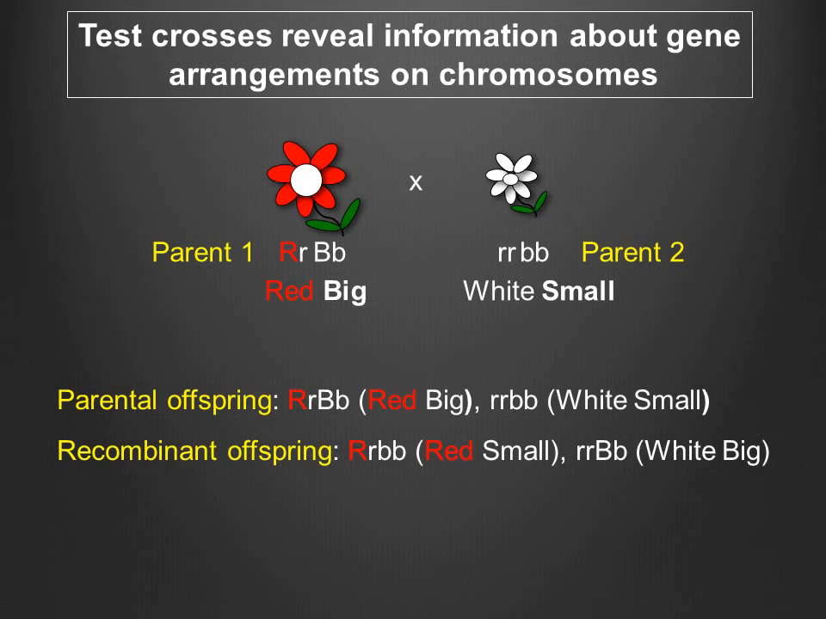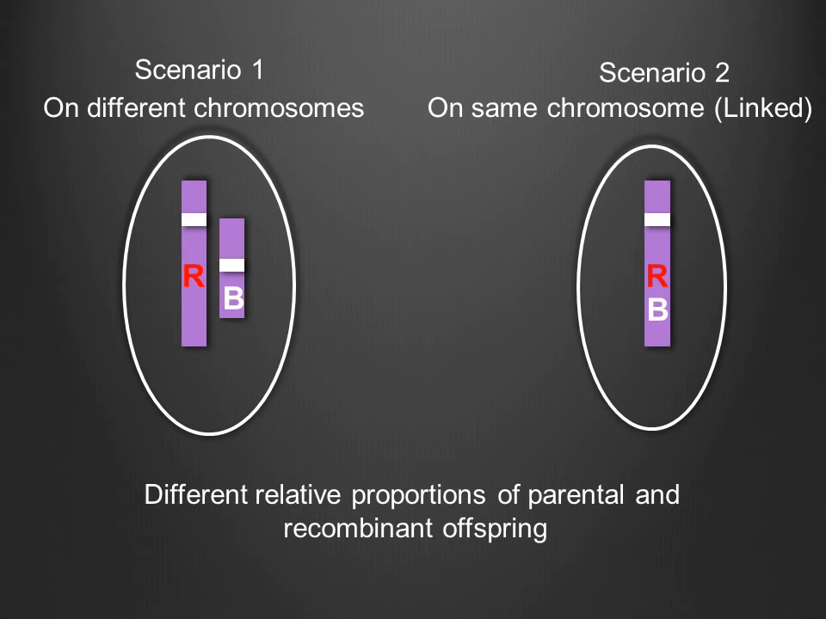The concept behind a test cross is really very simple. As we will see later, test crosses result in two kinds of offspring, parental and recombinant offspring. The chromosomal arrangement of two genes, that is, whether they are linked or not linked, determines the relative proportion of parental and recombinant offspring. Therefore, by looking at the relative proportion of parental and recombinant offspring produced by a test cross, one can determine the chromosomal arrangement of the two genes.